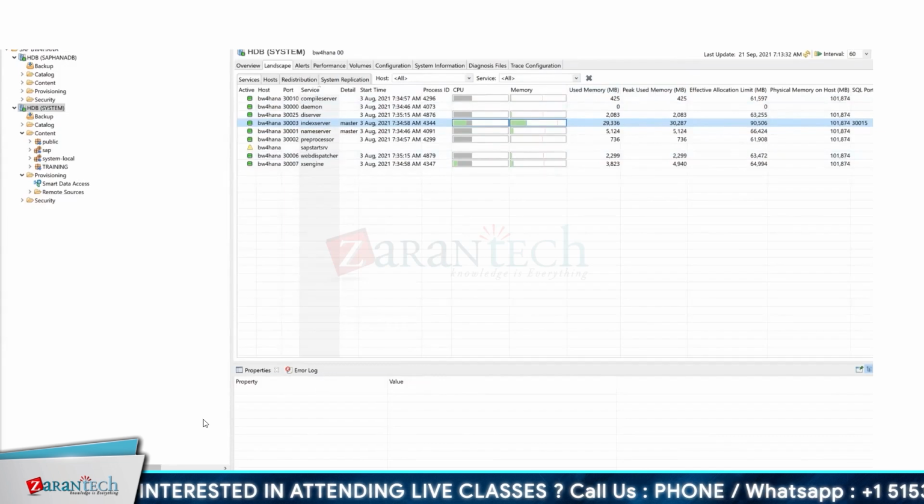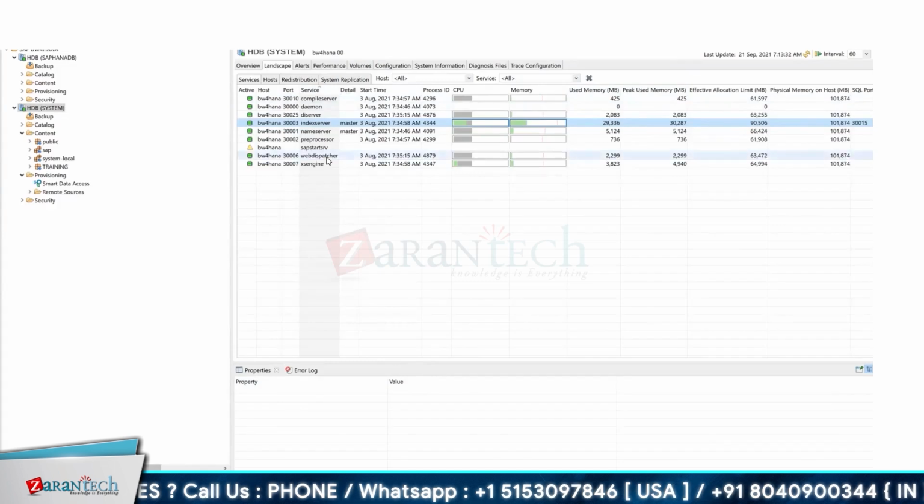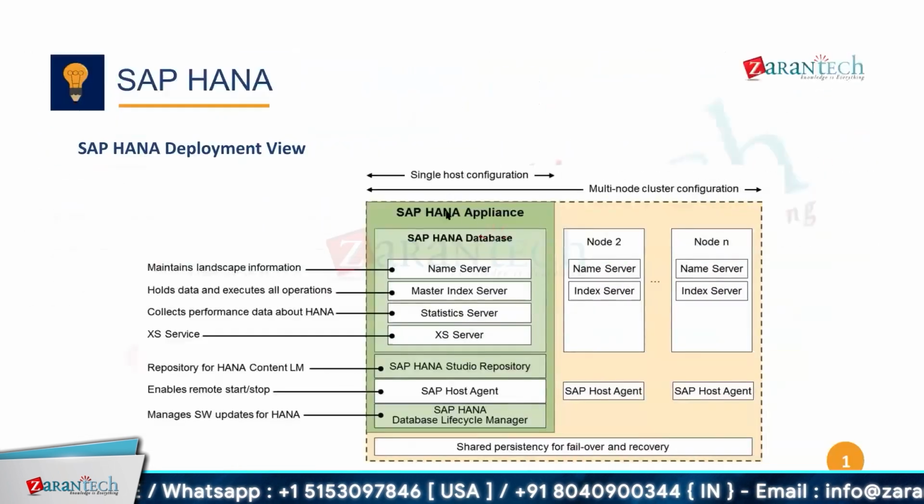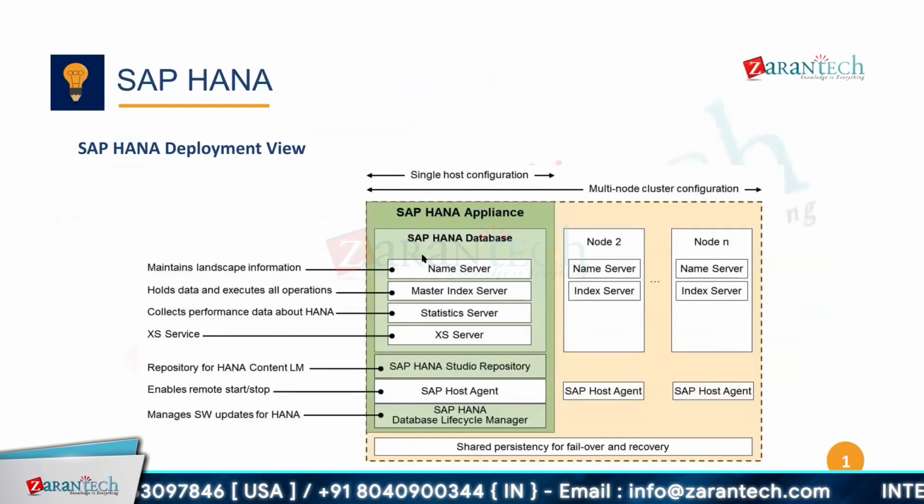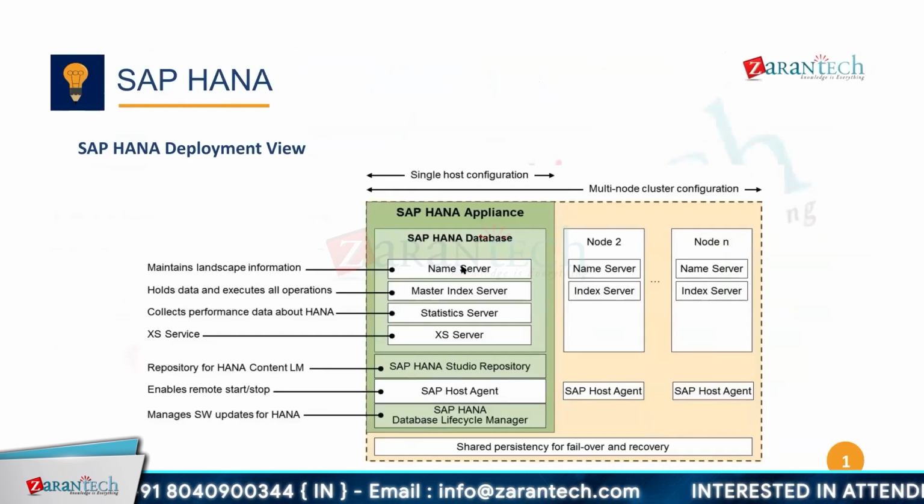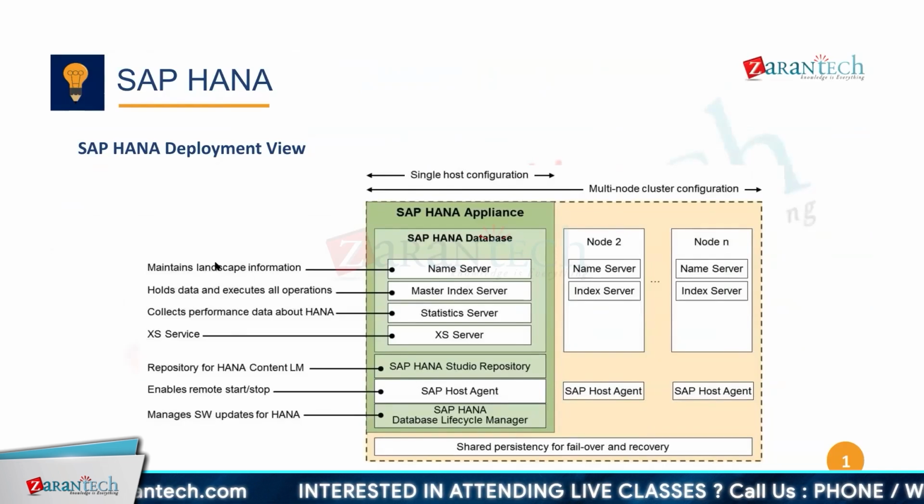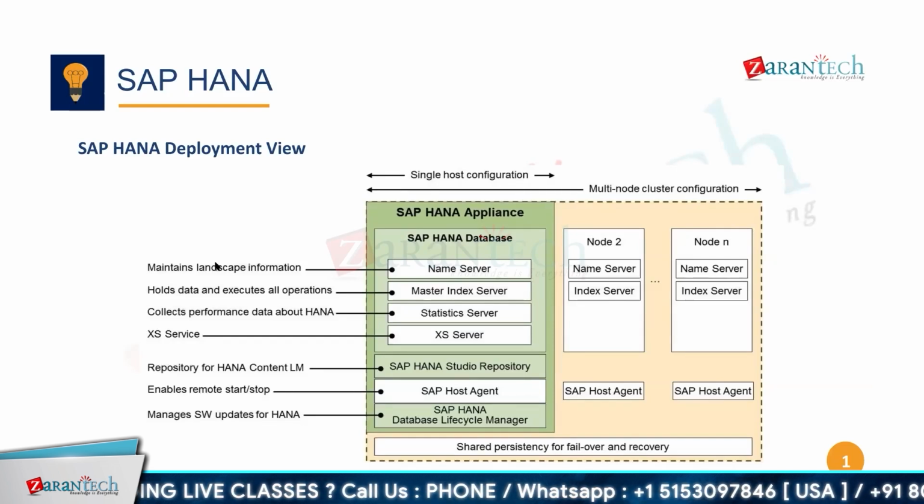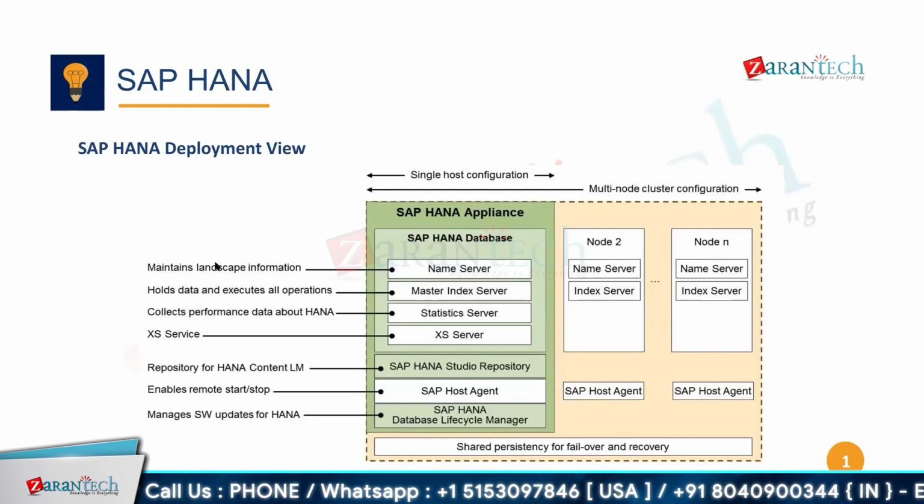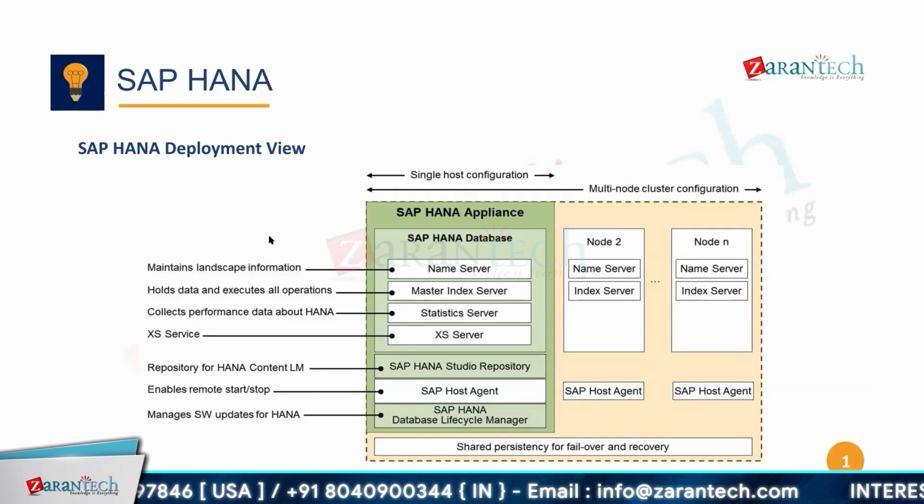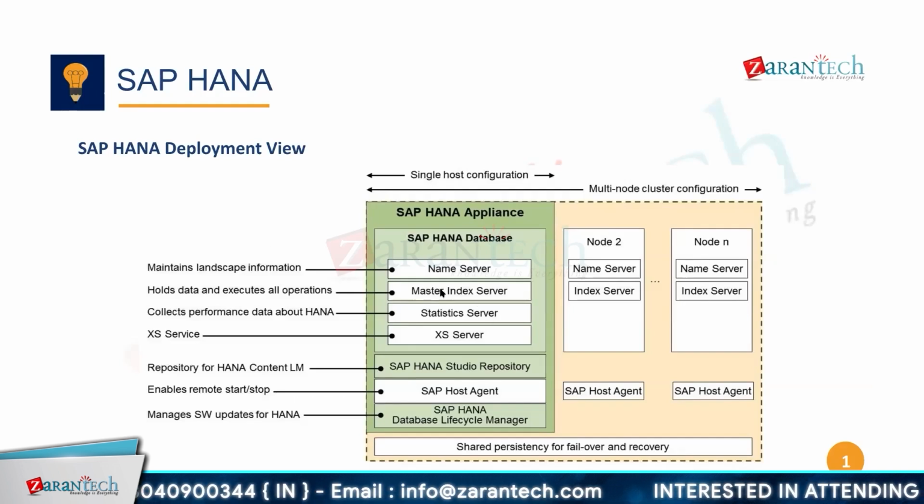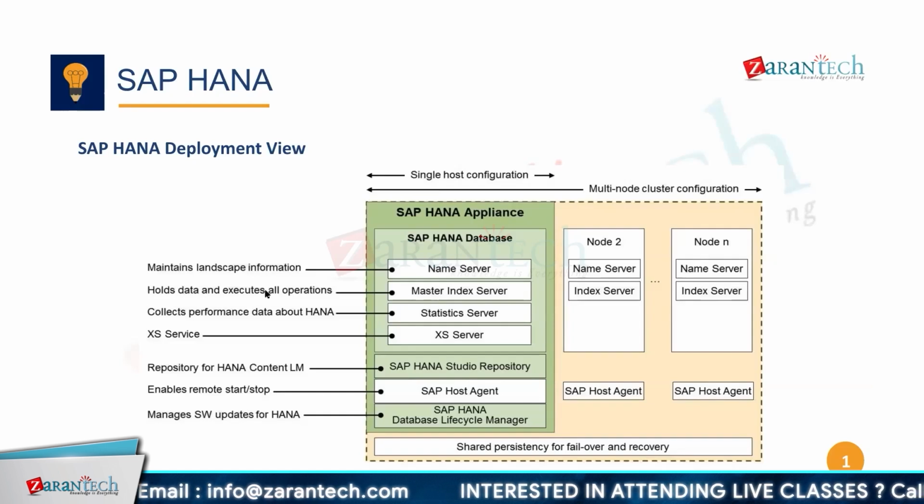Okay. So now you got it, this is what I mean by the HANA architecture, the deployment overview. So in a HANA database, you find these names: name server, master index server. So what does the name server contain? It maintains the landscape information. Okay. There is no easy way for me to explain, guys. It's an architecture, so you have to remember it this way, and if you work on it, then you remember by default. There's nothing I can explain over here. It's just an architecture. So you have an index server, which holds data and executes all operations.